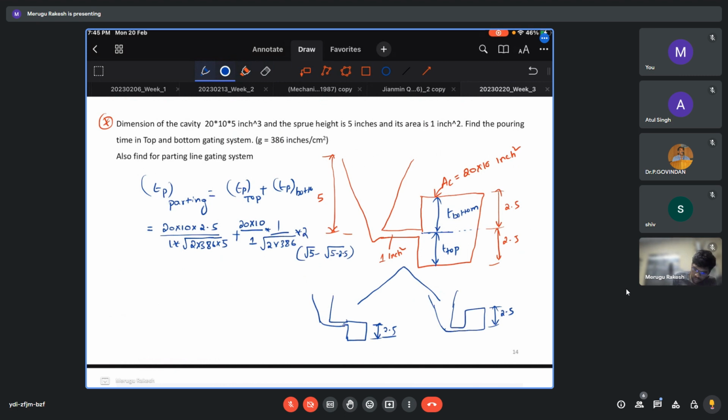Okay, so this is bottom and this is the top. So this value should lie in between the top and bottom gating system. So here we need to take care of these values.